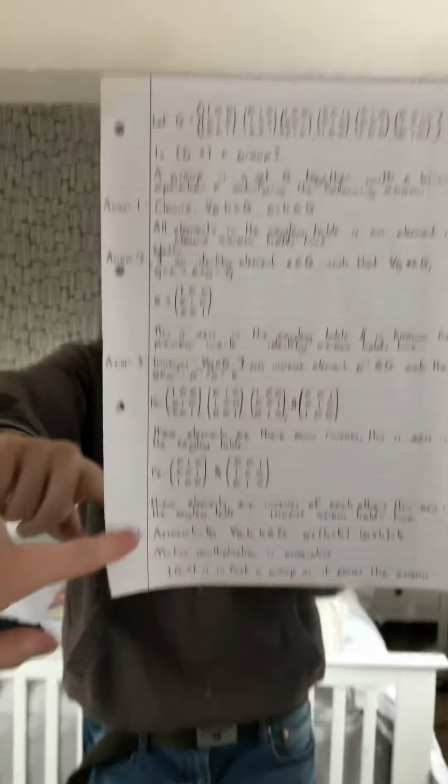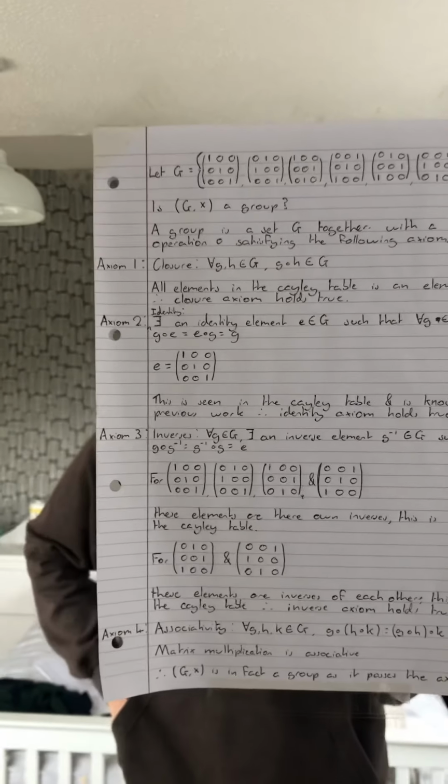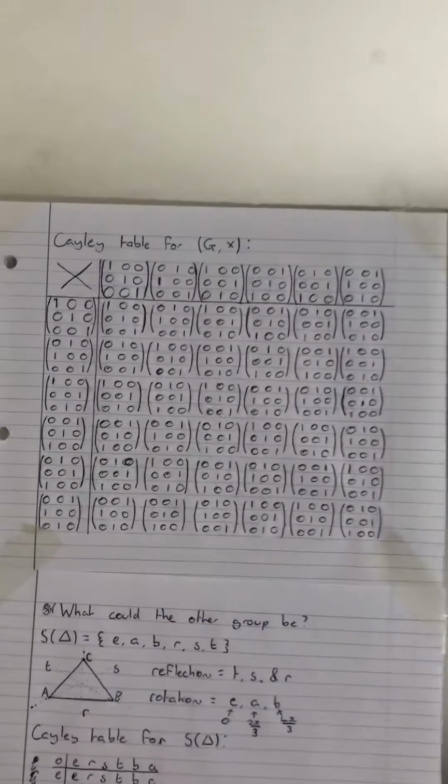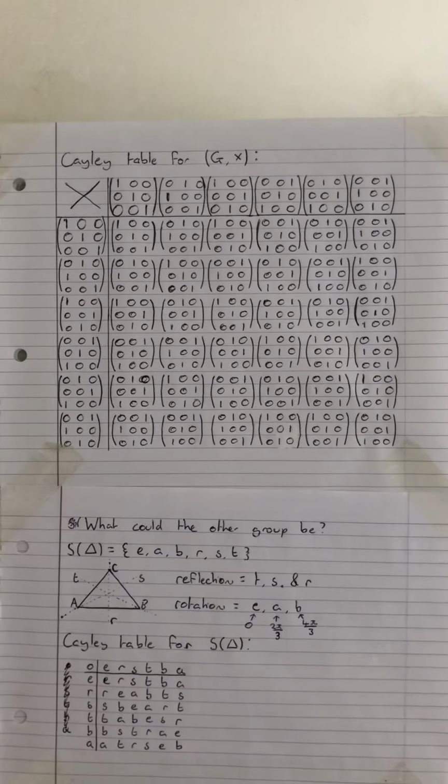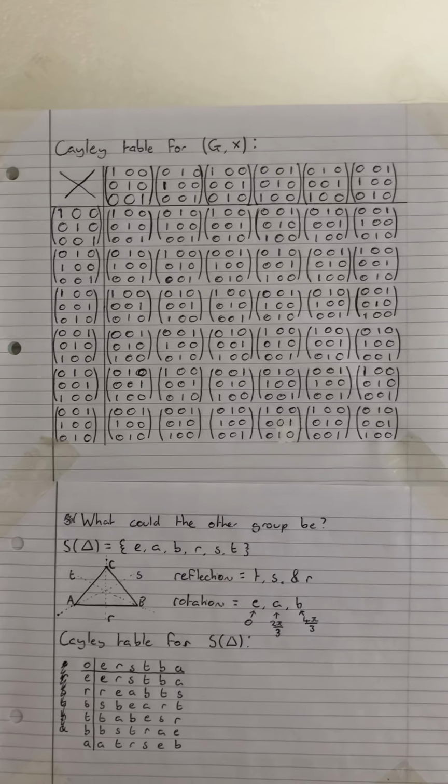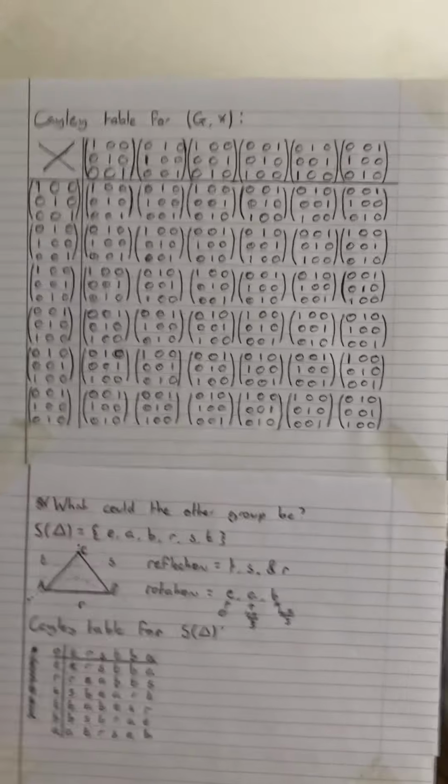So start off with closure. So what is closure? For all G and H within G, G circle H should also be within G. So we can check this on the Cayley table. So here is all my elements of G, and here they are again. And within the Cayley table, they should all be elements of G, which they in fact are. Pause it and have a look.